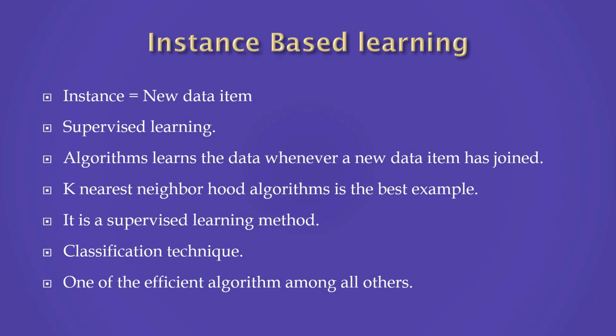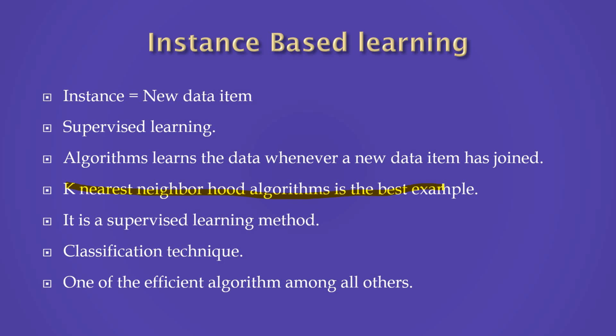And the next one is instance based learning. What is instance based learning? A very good example of this is the k nearest neighbor algorithm. What is the instance here? A new data item that we are going to enter into the data set is called the instance. It is a kind of supervised learning algorithm. This algorithm learns the data whenever a new data item has joined.